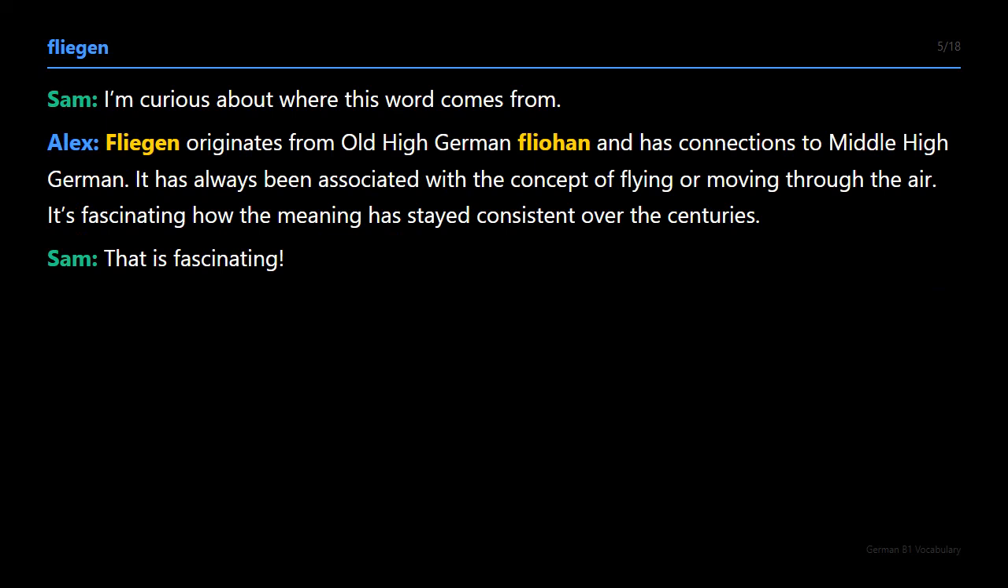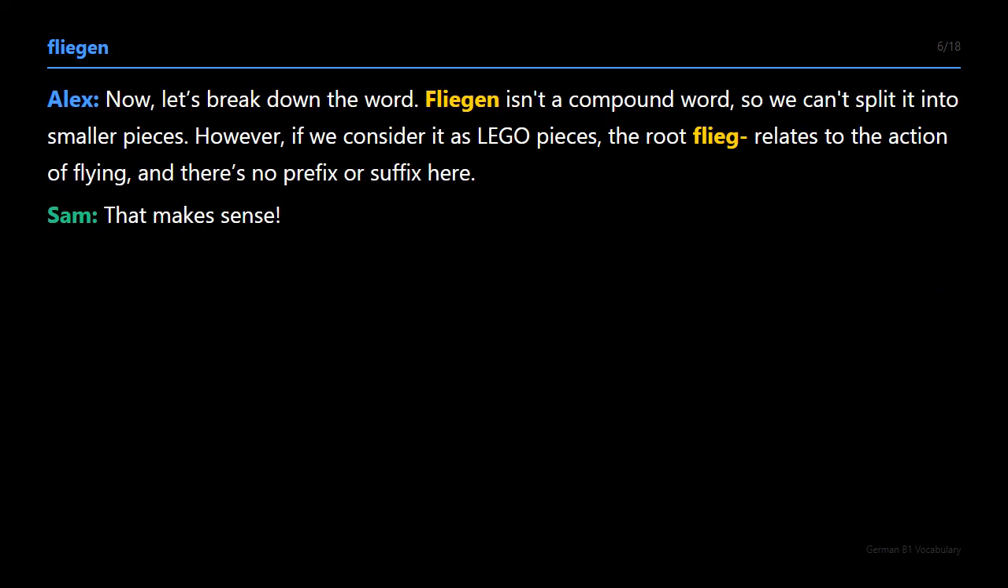That is fascinating. Now, let's break down the word fliegen. It isn't a compound word, so we can't split it into smaller pieces. However, if we consider it as Lego pieces, the root flieg relates to the action of flying, and there's no prefix or suffix here. That makes sense.